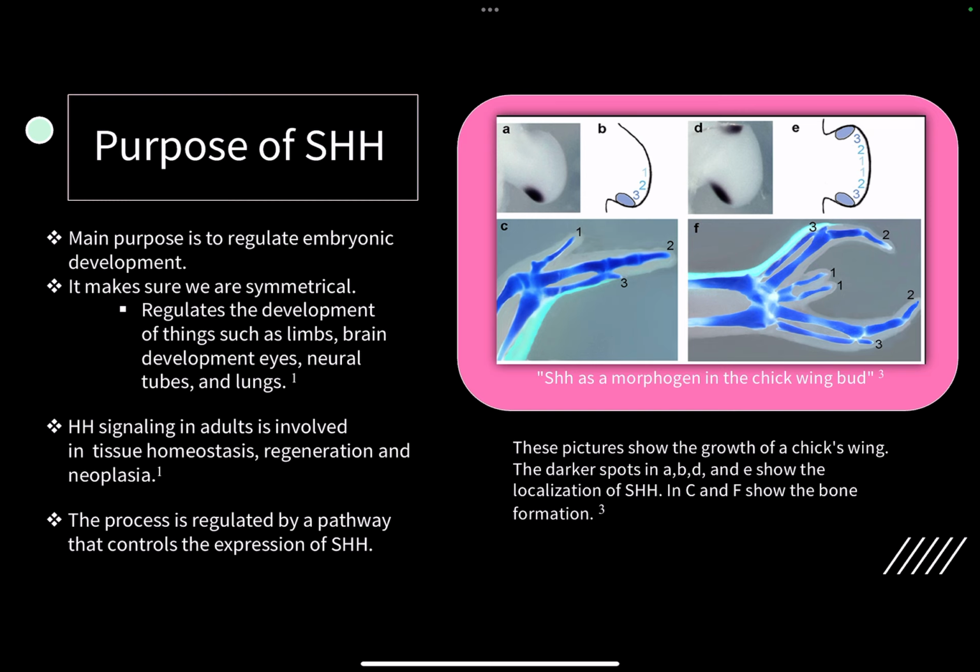In this picture, it demonstrates the localization of the Sonic the Hedgehog protein in a chick's wing bud and the growth of a chick's wing. The darker spots in A, B, D, and E show the localization of the Sonic the Hedgehog protein, and C and F show the bone formation. This picture helps demonstrate the use of Sonic the Hedgehog protein in limb development.